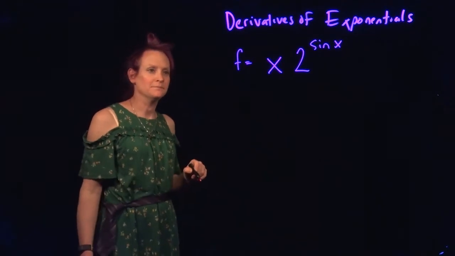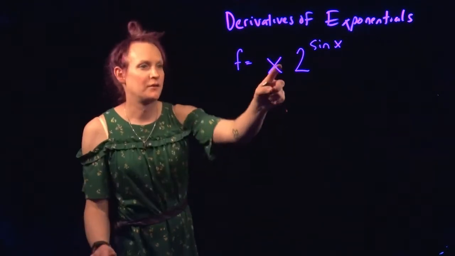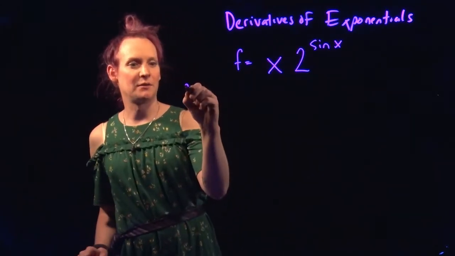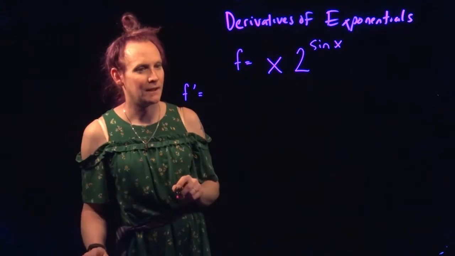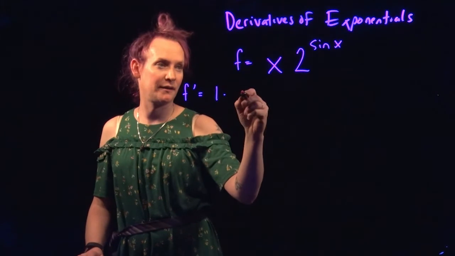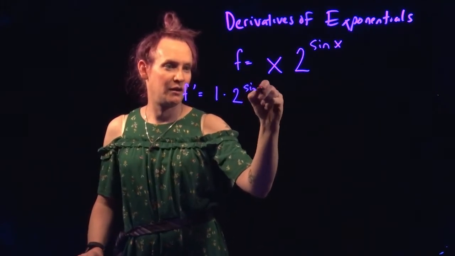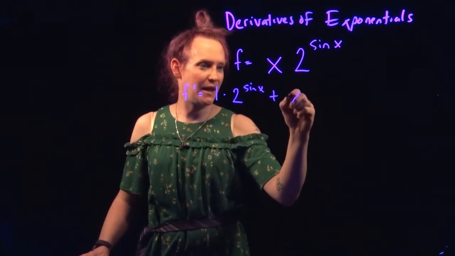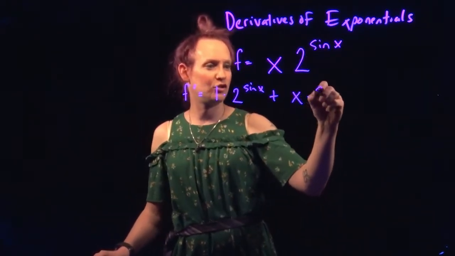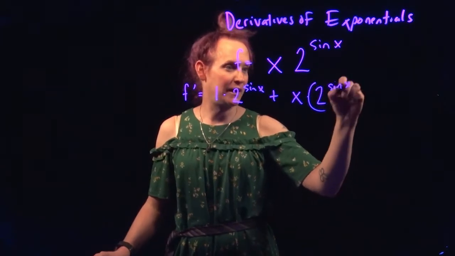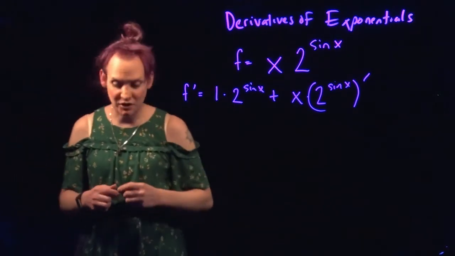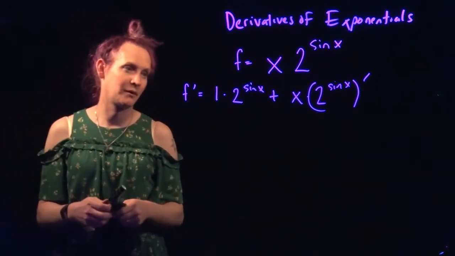There's f. I've got a product. The biggest thing at the top level in f is a product. So when I write down f prime, I need to do the derivative of the first: 1 times 2 to the sine x plus x times, now I need the derivative of 2 to the sine x. And I'm going to leave that as a placeholder like that so that you see that that's the step that I'm going to do when I write down this next thing.